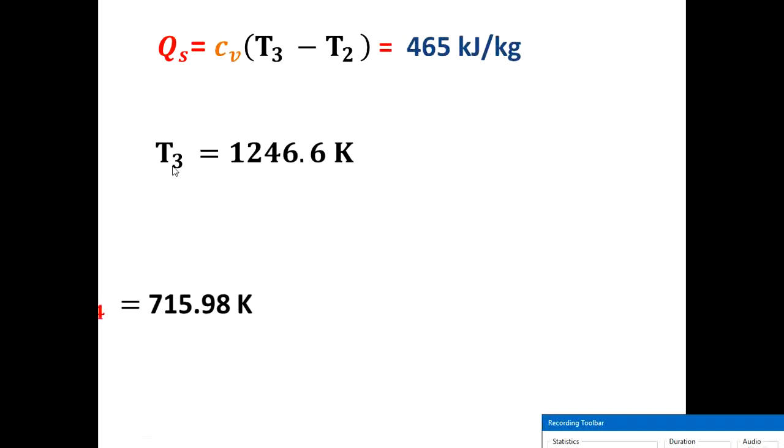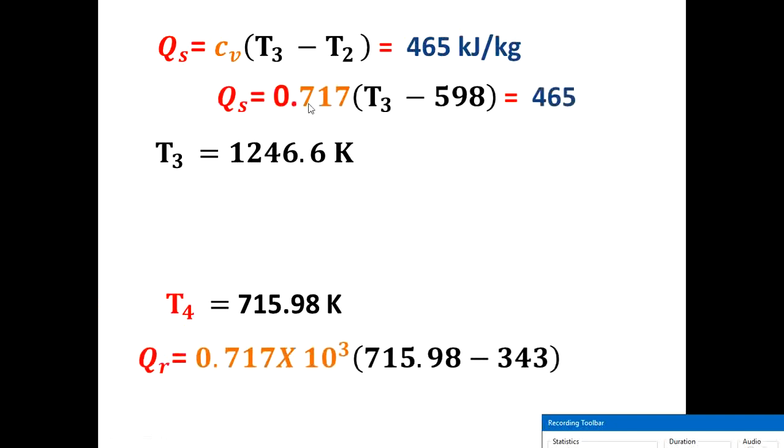Therefore, T3 is found from Qs is equal to 0.717 into (T3 minus 598), equal to 465. How to remember this? You must know Cp and Cv values, at least Cp. Cp minus Cv is equal to R, and Cp by Cv is equal to gamma. Through these equations also you can get this value.